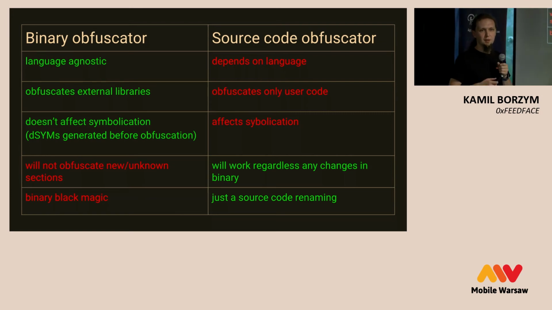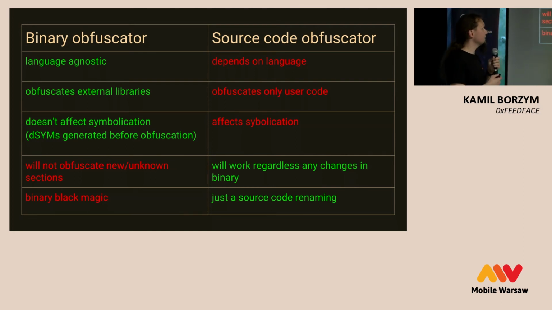It obfuscates Swift, obfuscates Objective-C. If Apple decides to release a new programming language next year, the binary obfuscator is ready for that. Probably it would need some kind of development to erase any additional sections, but it would work. As for the source code obfuscator, you would probably need a new one.